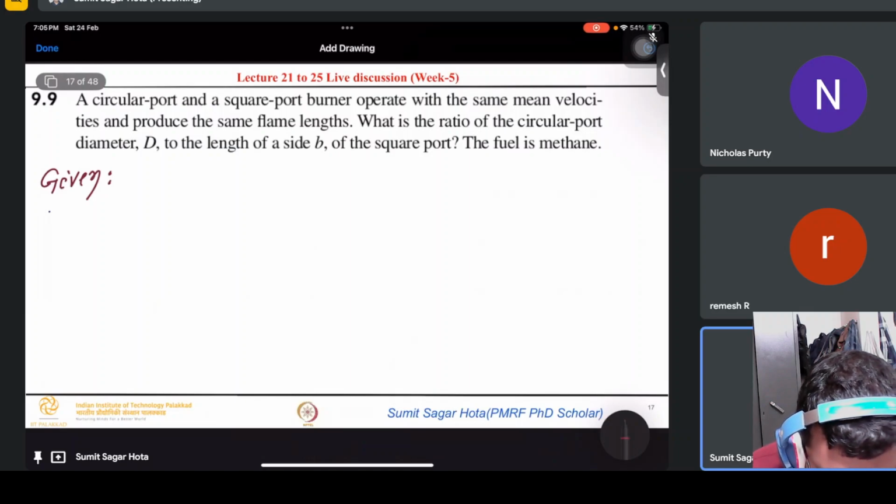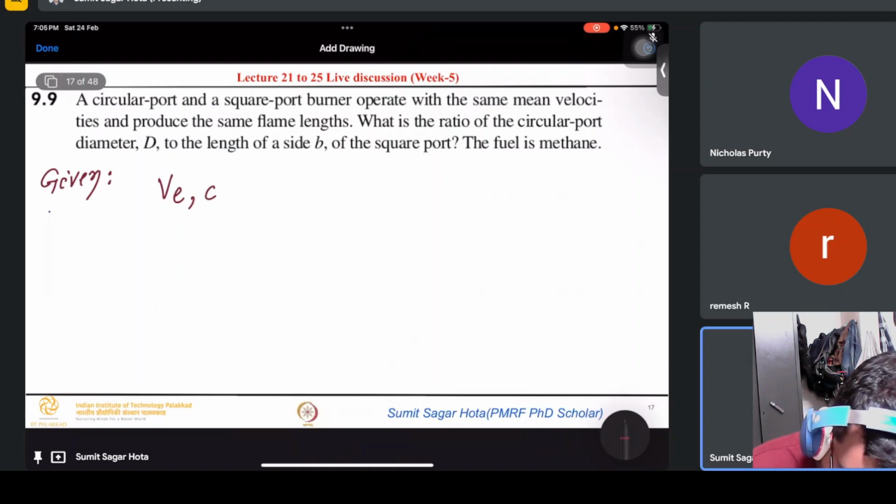A circular and square port, one operator with the same. It is a circular port, represented by C.